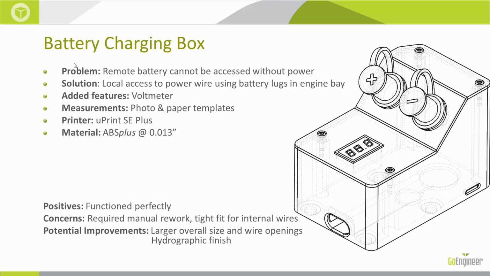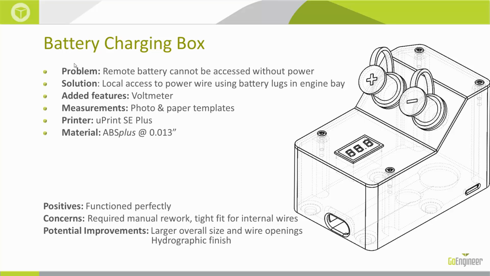So I wanted some charging posts in the front. Added features: I added a voltmeter in there because why not? This is one of the things that I talked about, feature creep. Do I really need a voltmeter there? No, but I had some extra space there and I wanted to do something kind of cool, and 3D printing allowed me to do that. This is actually going to help me read out what my current voltage is and also let me know how far along it is if I'm charging the battery, or even if it's working. Measurements were done using photos and paper templates, so I have some pictures of that, and we'll talk about some of the difficulties there.